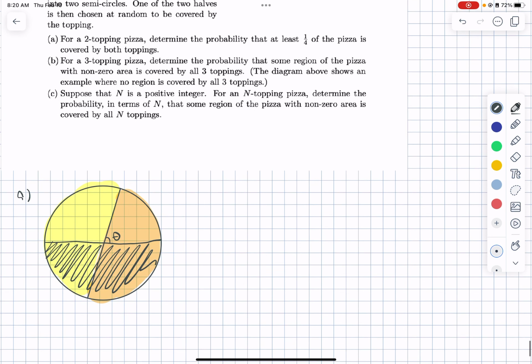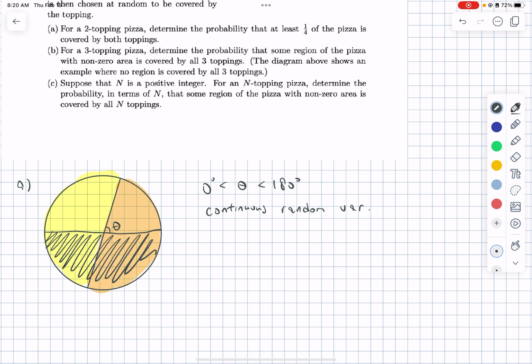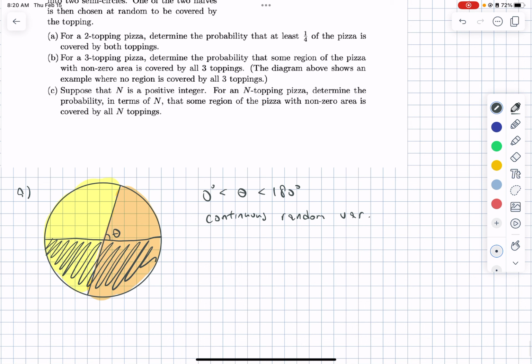So the angle theta here, let's define that. Theta could be between 0 degrees and 180 degrees. Notice that I'm saying theta is strictly greater than 0 degrees and strictly smaller than 180 degrees because theta is a continuous random variable. So there's exactly zero probability that theta lands exactly at 0 degrees or exactly at 180 degrees.